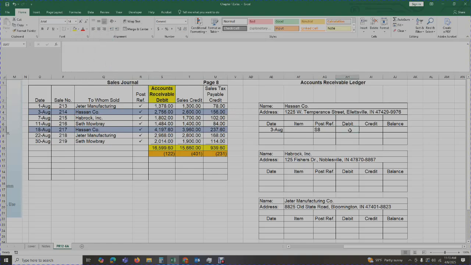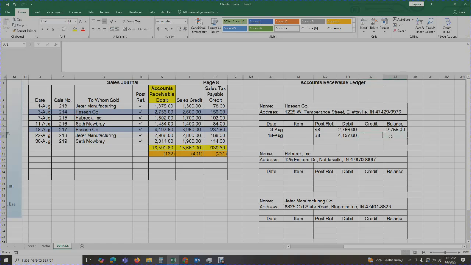So my accounts receivable balance for Hassan is $27.56. Okay, this is a debit. So we're going to put $27.56, so my balance is $27.56. Let me put this with commas. There we are. And then on August the 18th, we have sales journal 8 once again, and I've got a debit of $41.9760. Accounts receivable is an asset account with a normal balance of a debit. The balance should always be a debit, so I have a debit balance.